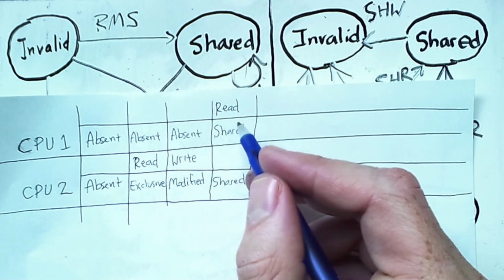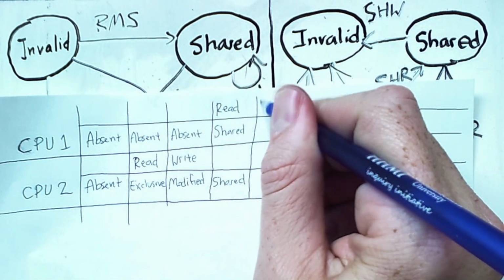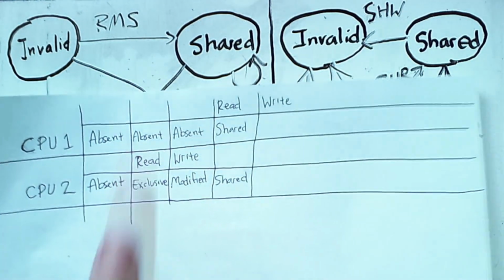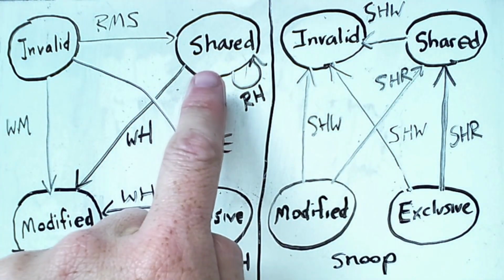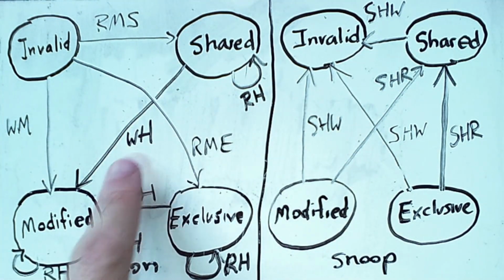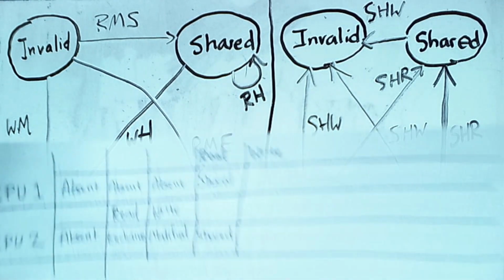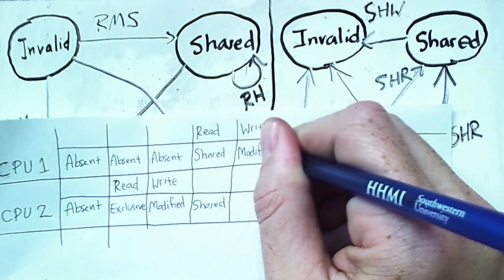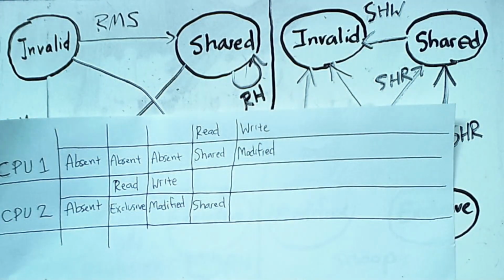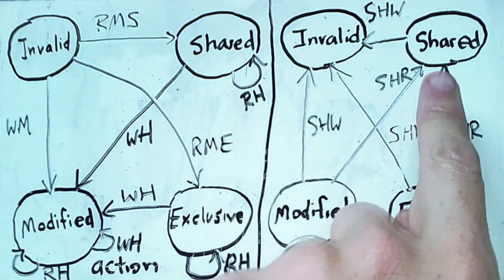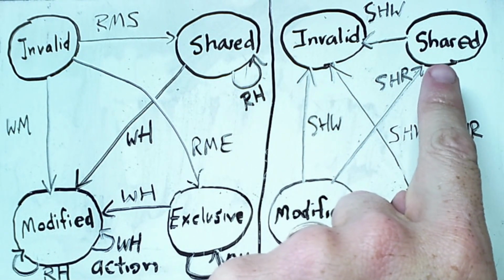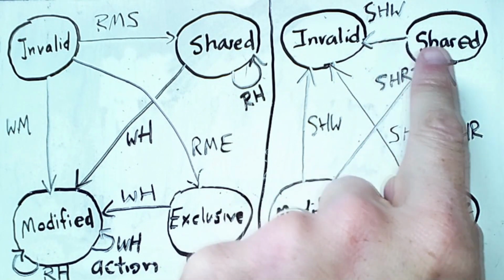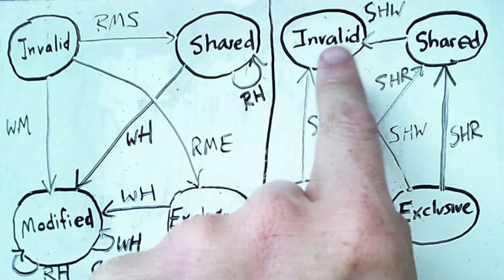Now, if CPU 1 does a write at this point, then it is the initiator. So we'll go from shared, we have a write hit, and we go to modified in CPU 1. Now for CPU 2, CPU 2 is snooping, and we have a snoop hit write. So in CPU 2, we'll go from shared to invalid.